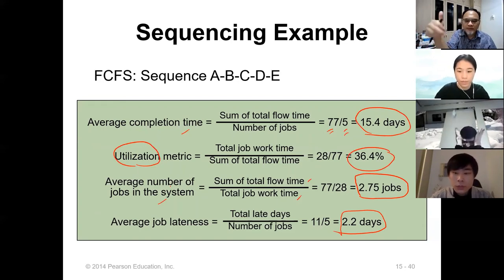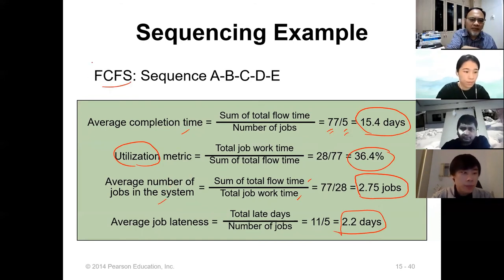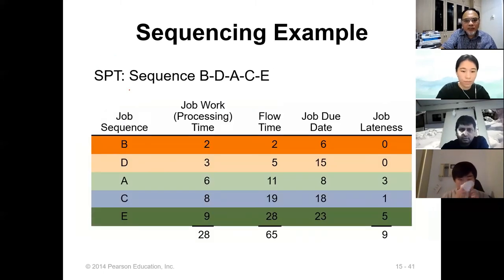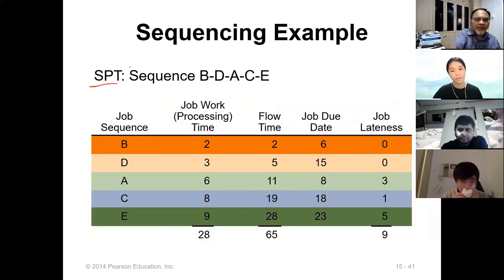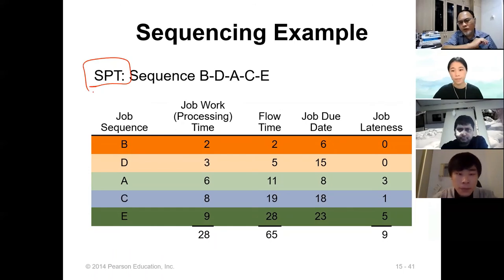Remember, we have first come, first serve, and then we have earliest due date, we can have shortest completion time, we can have longest processing time, okay? So these are the measures. If you use first come, first serve, these are the metrics. So if I say that I'm not going to use first come, first serve, I'm going to use shortest processing time.